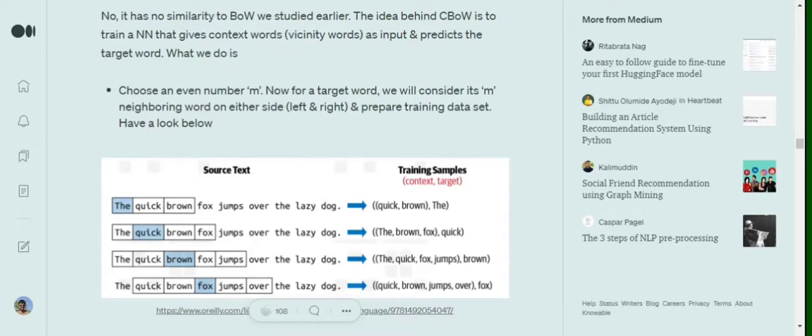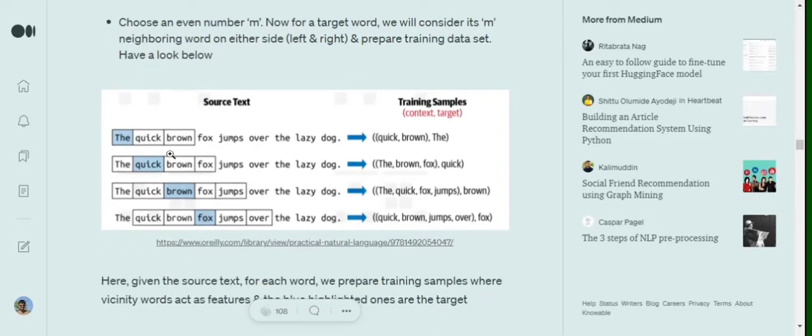So in case of continuous bag of words, what we're trying to achieve is we take up n neighbors of a given word as an input and try to predict that particular word as an output. First of all, we will be preparing our training data set. How is the training data set prepared? If you look at the source text, the quick brown fox jumps over the lazy dog, we start from the very first token, that is the, and look for its n neighbors from both sides. As it doesn't have any word on the left hand side, we will consider its n neighbors on the right hand side only.